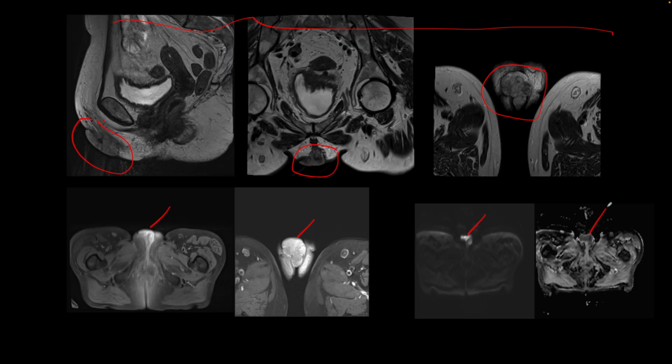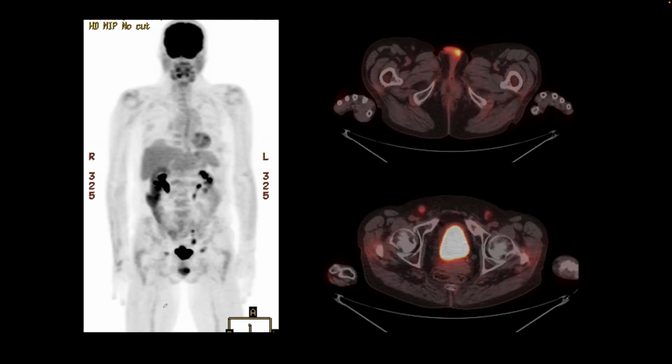For whole body staging, this patient underwent a FDG PET CT scan. Here is the rotating image where we find that the vulvar mass is FDG avid, seen here, and there is focal hypermetabolism in bilateral inguinal lymph nodes, which is also seen right here, suggestive of metastatic disease.